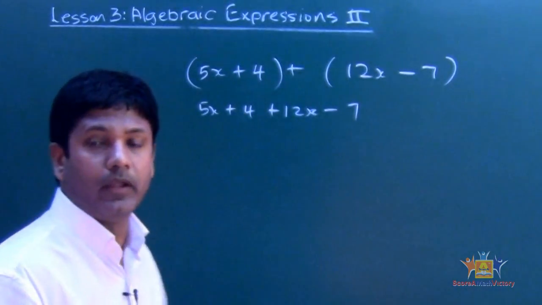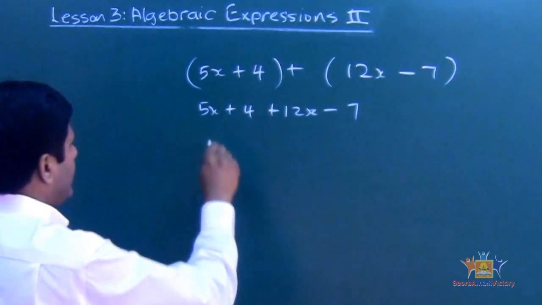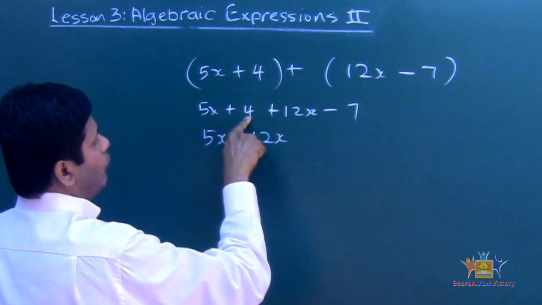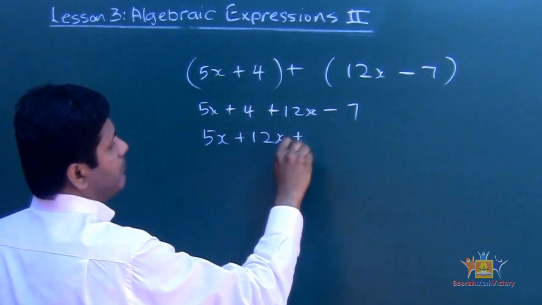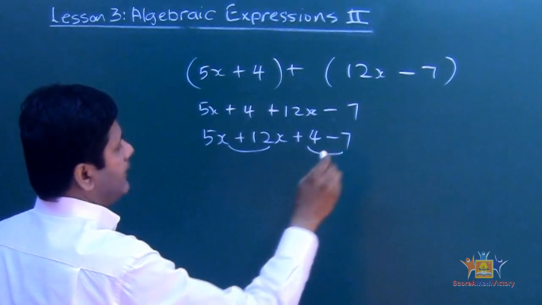Okay, identical. In other words, like terms. 5x and 12x, they're like terms. I can group them together. 5x, I'm going to add that with 12x. And 4 and minus 7. See that? Now I'm going to combine this and that.